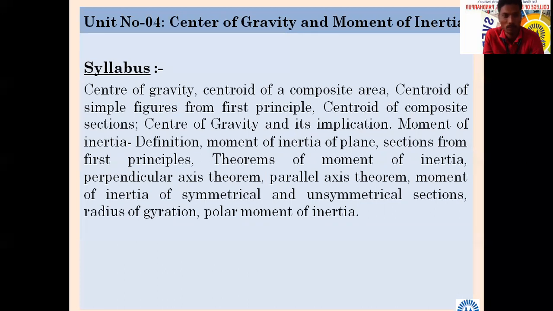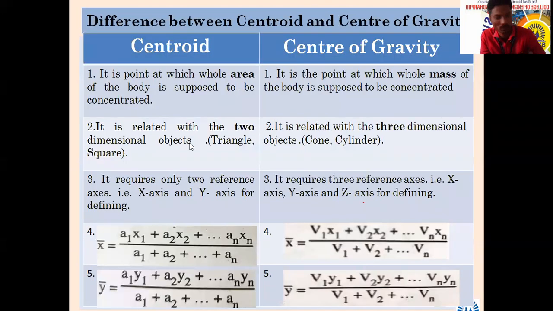Actually, practically, there is a difference. So, centroid and center of gravity. If there is a 2D diagram, the centroid is a point at which the whole area of the body is supposed to be concentrated. The center of gravity is the point at which the whole mass of the body is supposed to be concentrated. It's 2D and 3D in short. But in our syllabus, we are going to treat both the terms as the same.